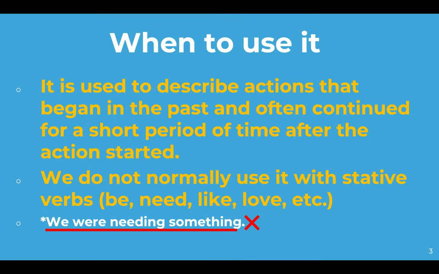So when do we use it? It is used to describe actions that began in the past and often continued for a short period of time after the action started. So it happened continuously in the past. We do not normally use it with state verbs such as need, be, like, love, etc. So it's impossible to say something like we were needing something. No, that's wrong, because need is a state verb.